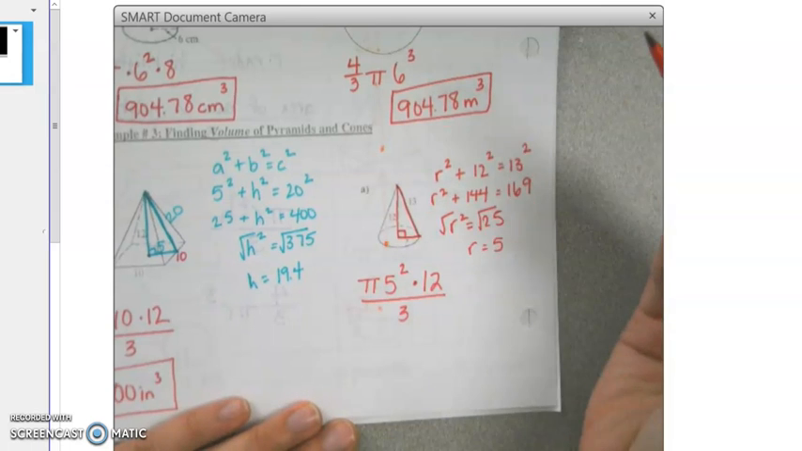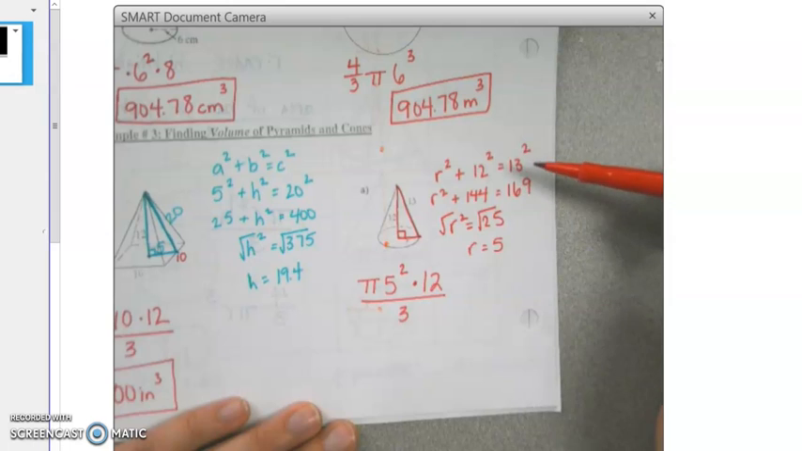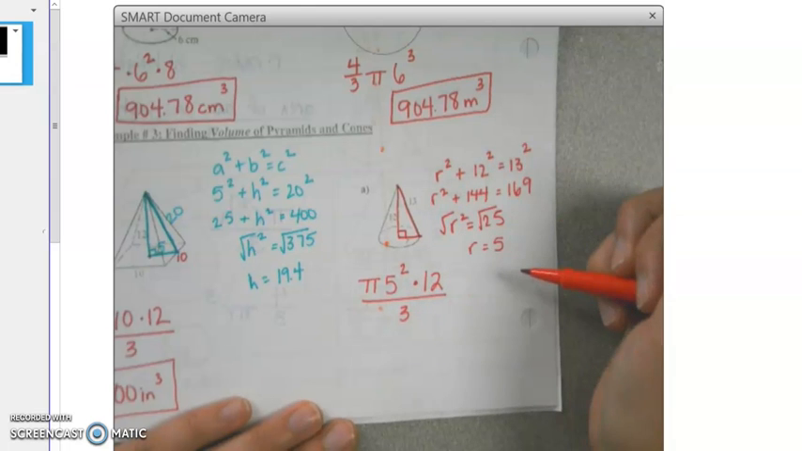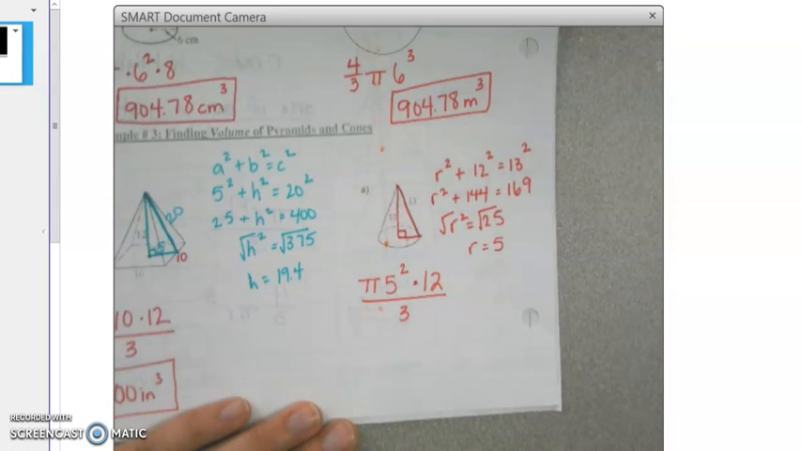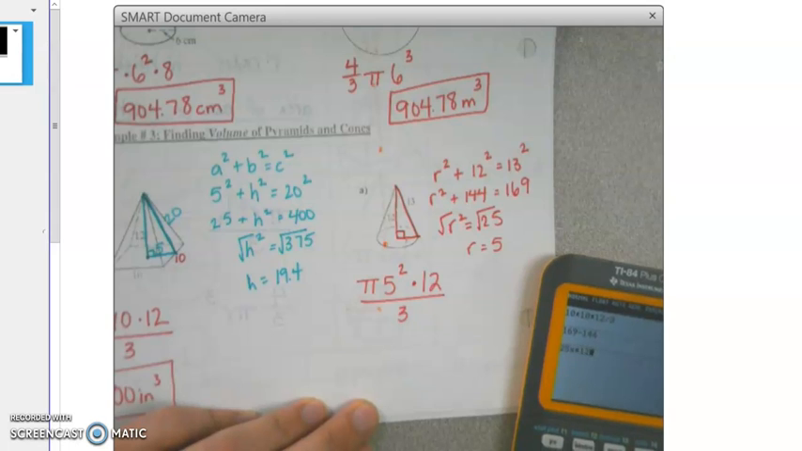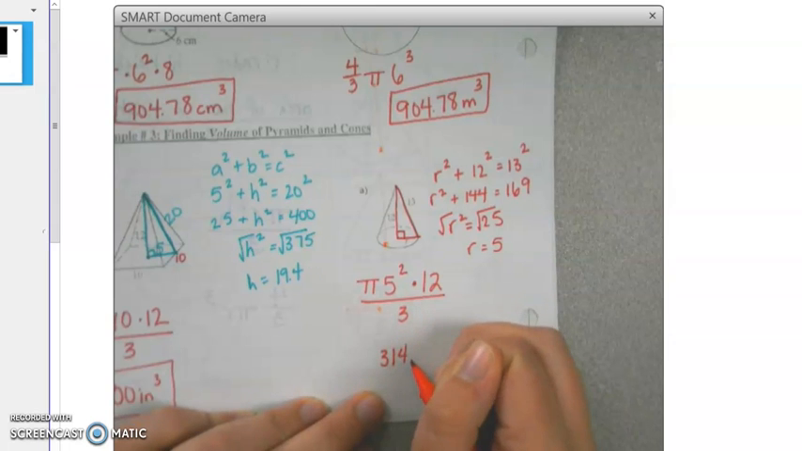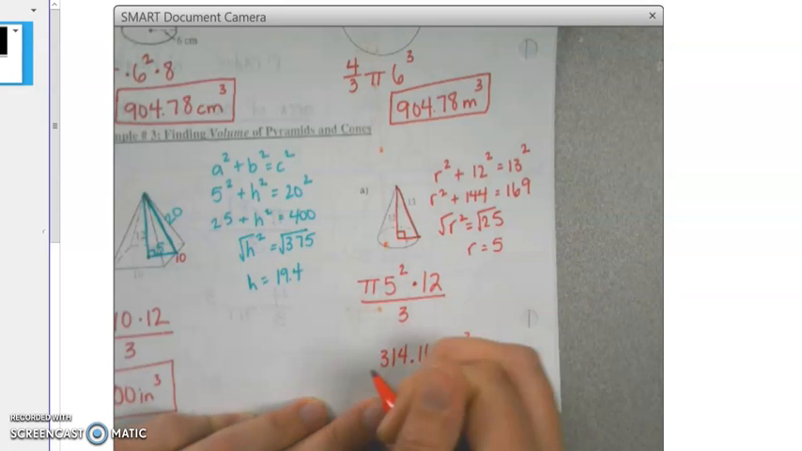So just so you know, guys, when you are working out these problems, if you run into a problem that requires Pythagorean theorem, you have to show the Pythagorean theorem work. You can't just tell me that r is 5 and you figured that out. I want to see how you figured that out. So does Ms. Tatter. So make sure you are writing all of these out. And then when we put this in the calculator, I get 314.16. This one's also missing units. We'll go centimeters cubed.